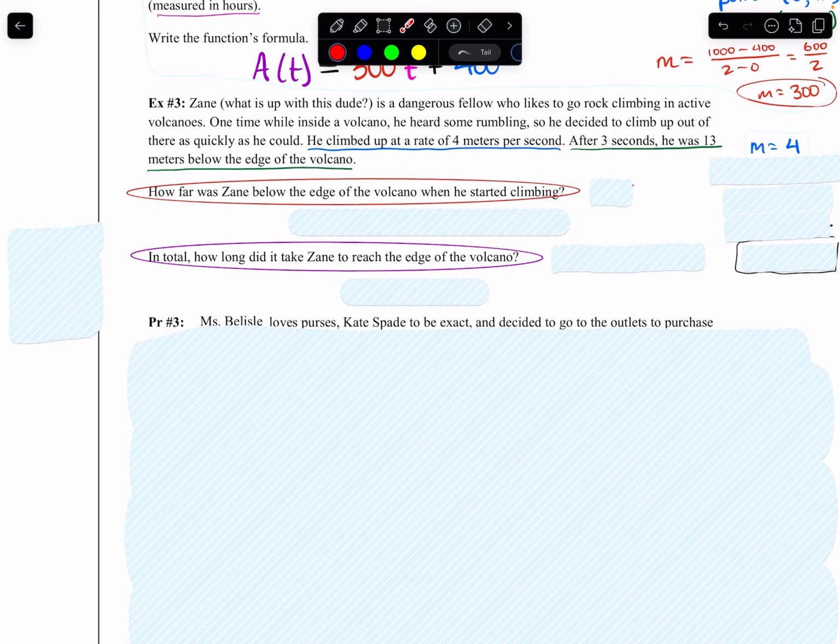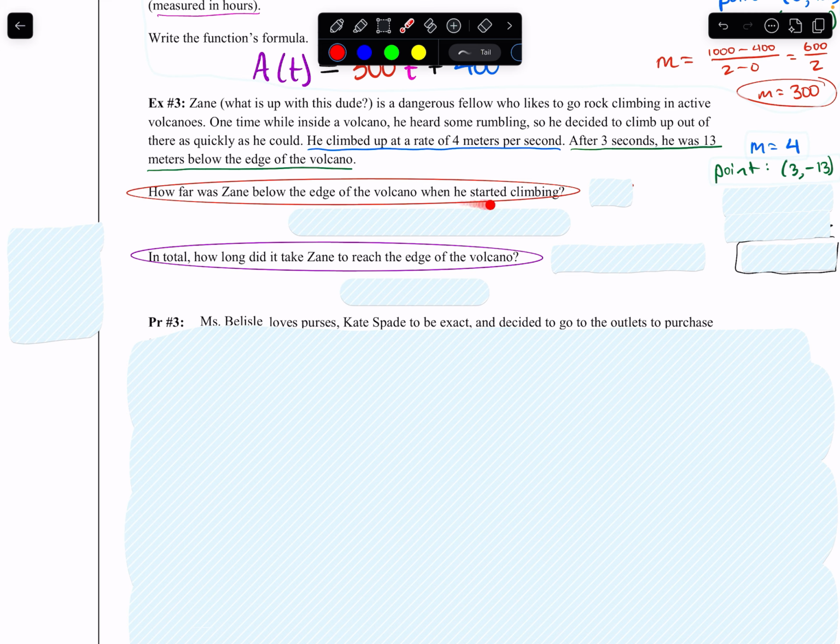Remember the last video I drew a picture? I didn't draw one this time. He's going to be at a negative height until he gets to the edge of the volcano. So because it said after 3 seconds he was 13 meters below, that's why I have a negative 13 here. A common mistake is people will just put 13, and that doesn't model the situation correctly.